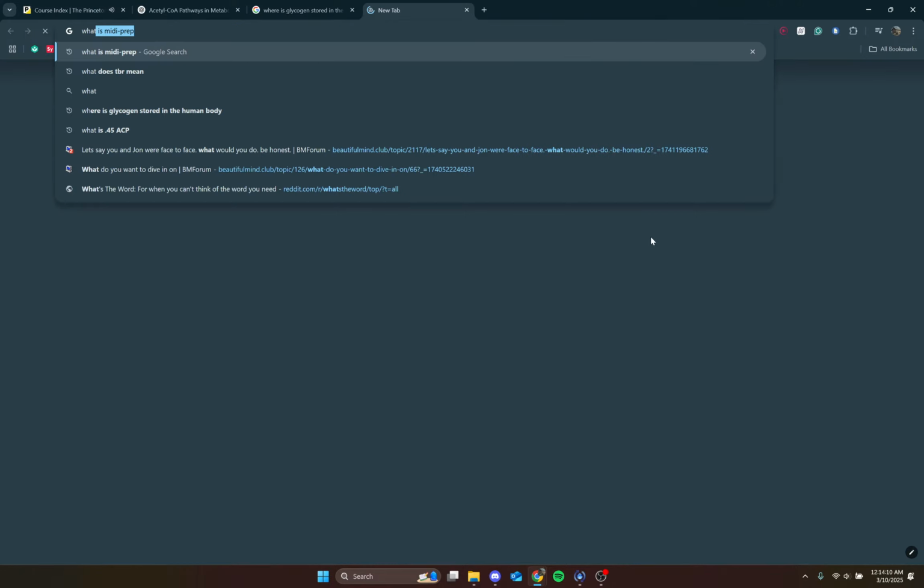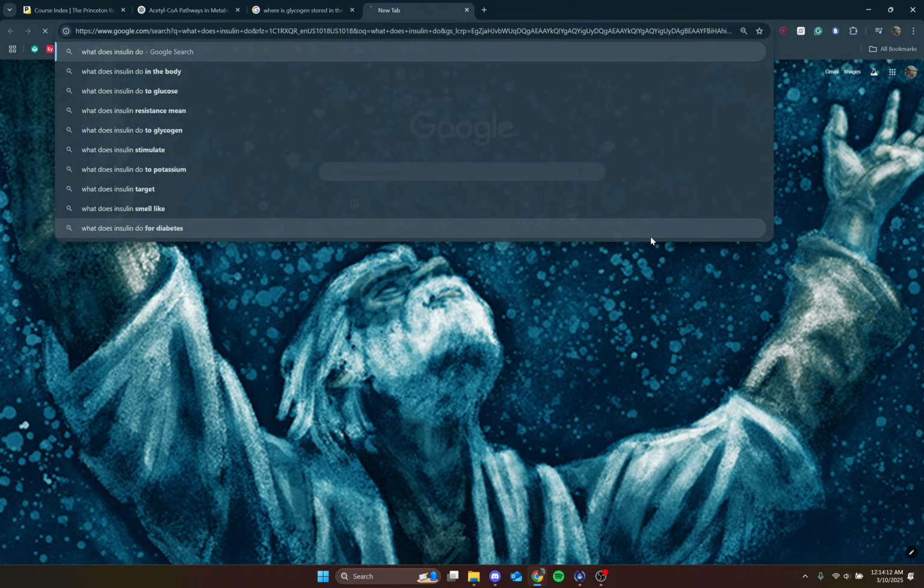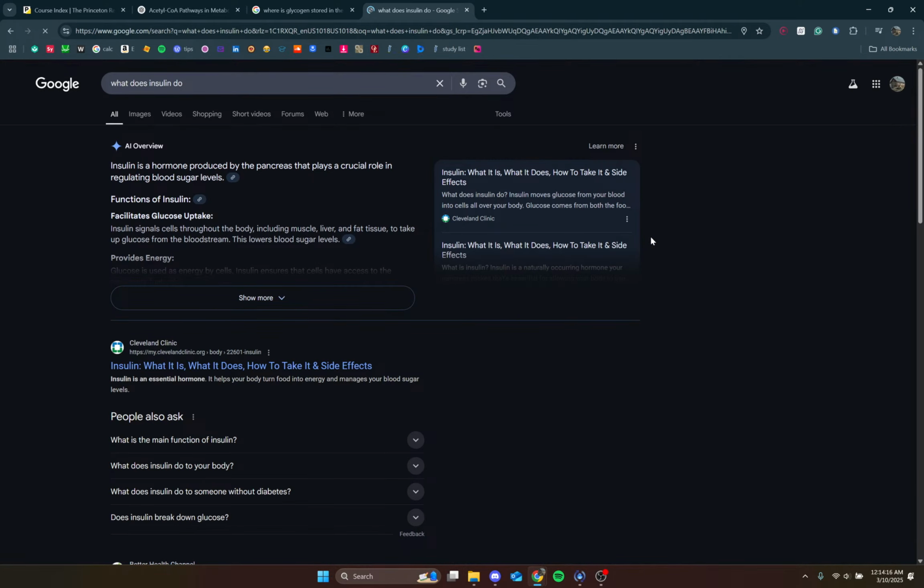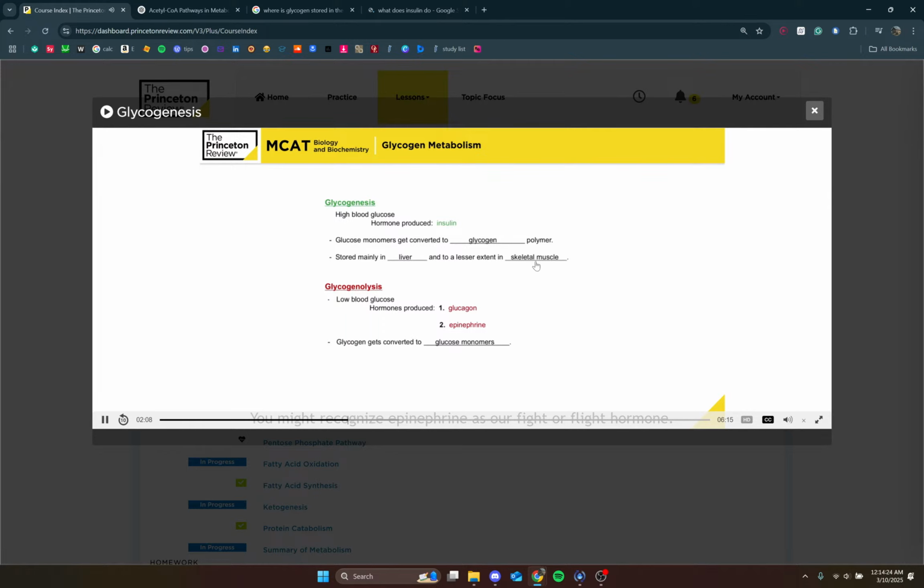You might recognize epinephrine as our fight or flight hormone. That's our stress hormone. And so it also makes sense that epinephrine would trigger glycogenolysis, because if you're in a stress situation, you want to keep your blood sugar levels high to make sure you can deal with whatever it is that's stressing you. And you've probably noticed that if you have a low blood sugar in between meals, let's say, sometimes you feel a little jittery, you feel a little shaky. And that's the result of epinephrine producing not only the glycogenolysis effect, but also triggering some of those other fight or flight effects that you're more common with.